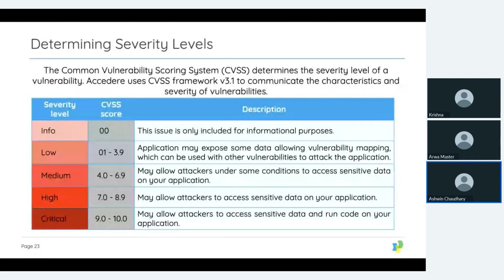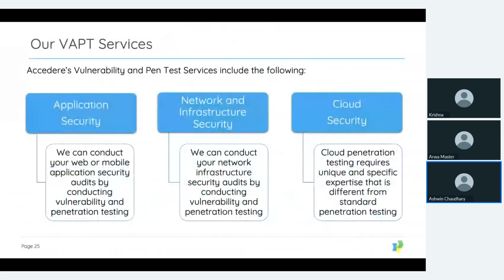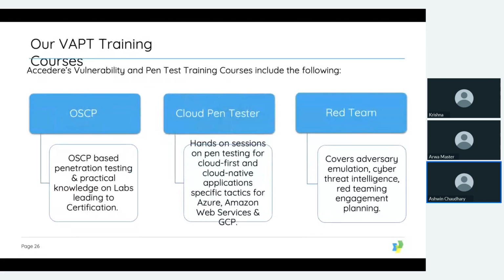What do we do in this space? We do VAPT services for application security, we do network and infrastructure security, and we do cloud security. And as told, we are one of the 15, 20 worldwide auditors empaneled by Cloud Security Alliance. We also conduct training courses for OSCP. We have our own in-house cloud pen tester programs, which run for about 4 months, with hands-on sessions on pen testing for specific environments such as Amazon AWS, Azure, and GCP.